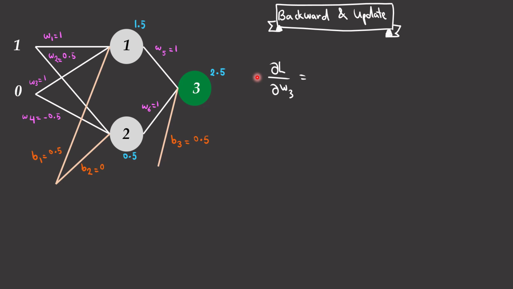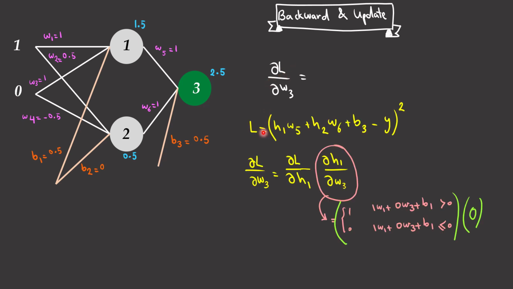Suppose that we want to update w3. So we should calculate the partial derivative of the loss function with respect to w3. So this is the loss function. And as you can see, we don't have w3 directly inside this expression, so we should use the chain rule. And you can see h1 has w3 in it. So we can simply calculate the partial derivative of h1 with respect to w3, which if you calculate all this stuff, you will get this.